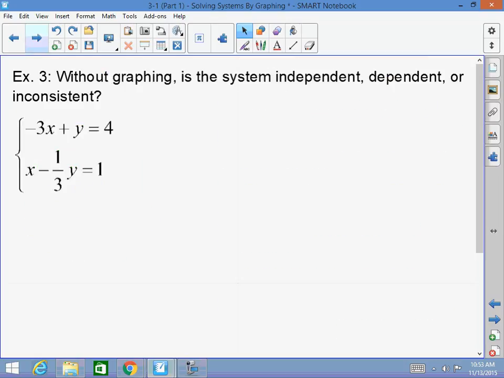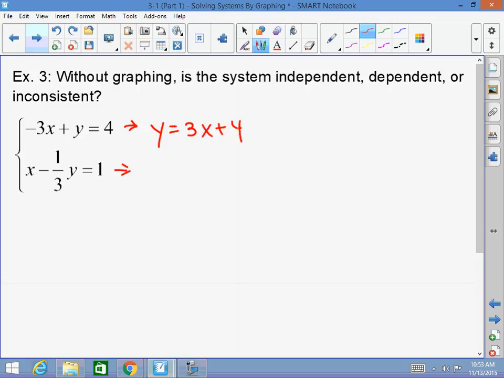Without graphing, is the system independent, dependent, or inconsistent? Let's solve for y. This one becomes y equals 3x plus 4. Solve for y here: negative 1/3 y equals negative x plus 1. I get rid of the negative third by multiplying both sides by negative 3, so I get y equals 3x minus 3.